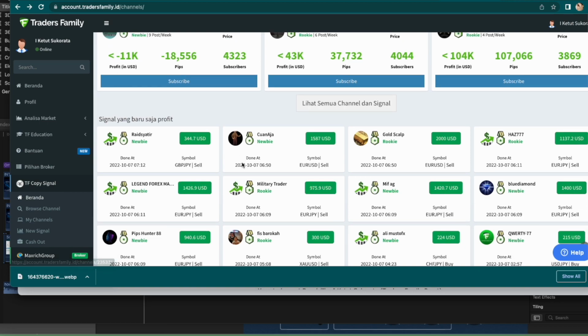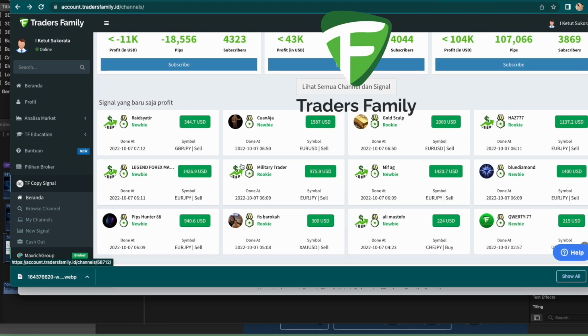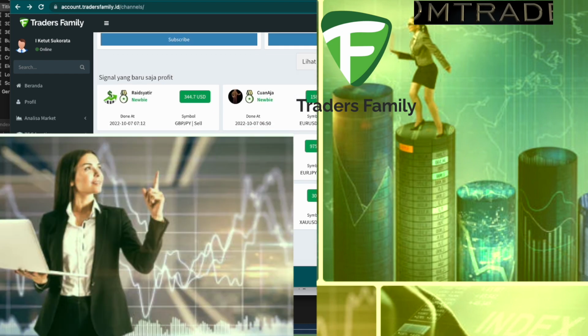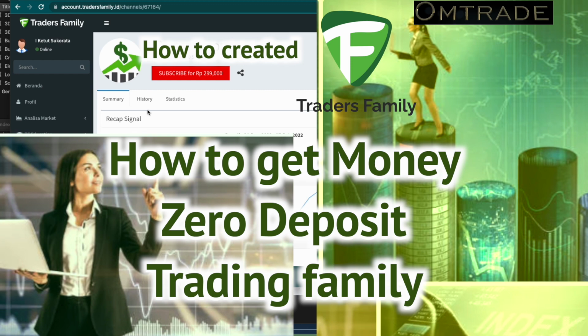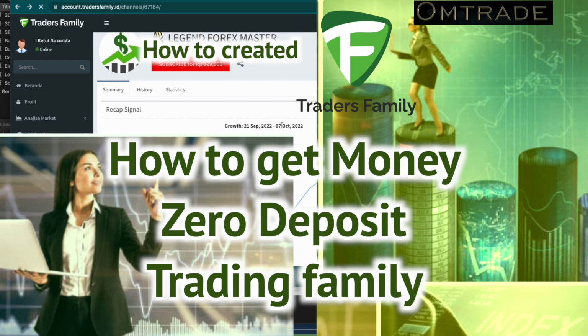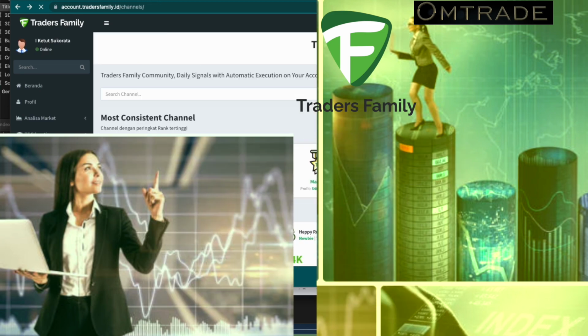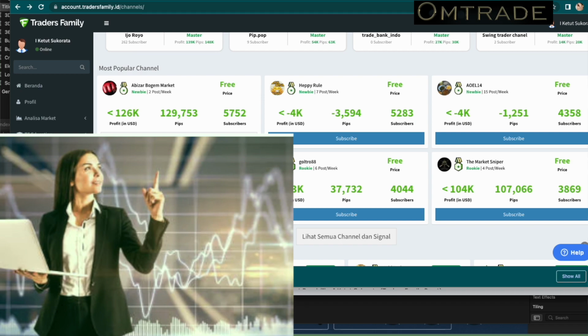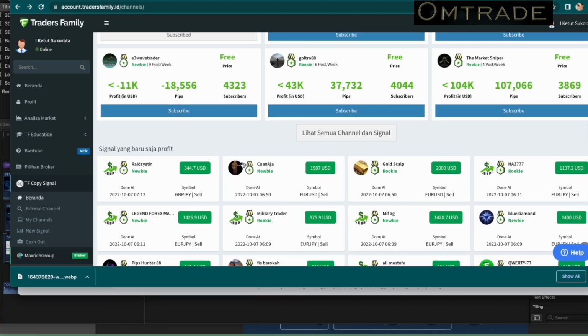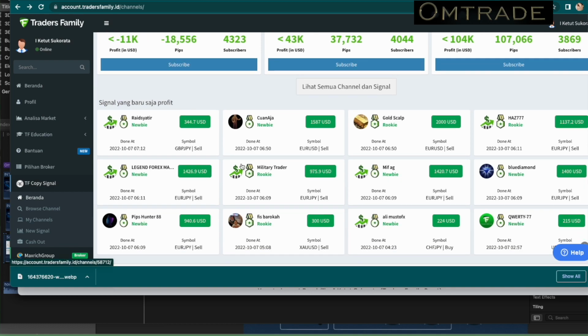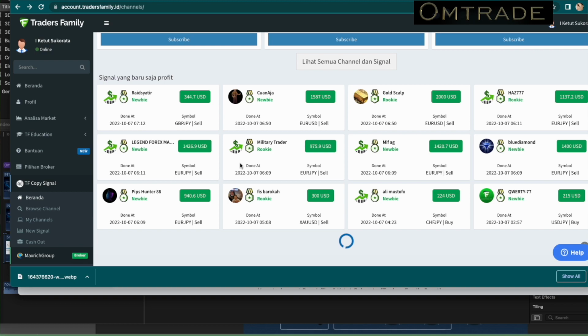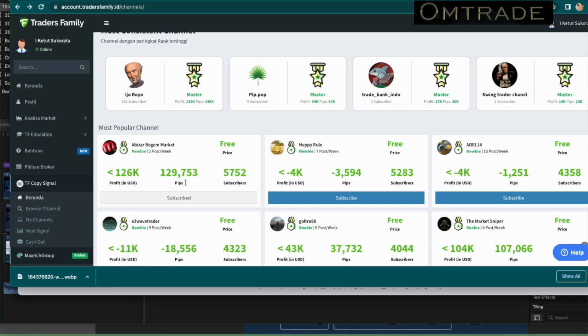For example, analyst A gets 3,200 pips. Then the calculation is 2,000 pips equals 100 trading family points, and 1,200 pips times 0.1 equals 120 trading family points. Total: 220 trading family points.